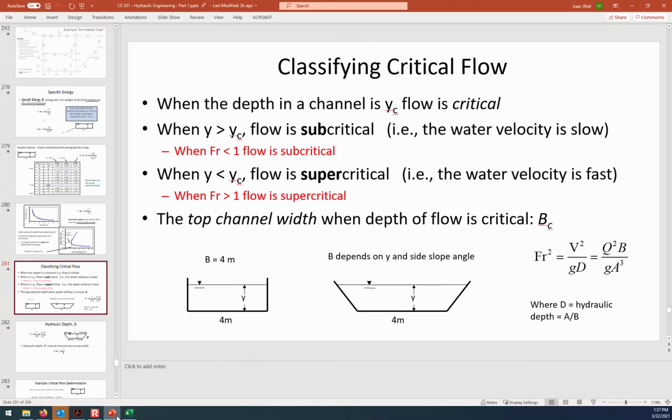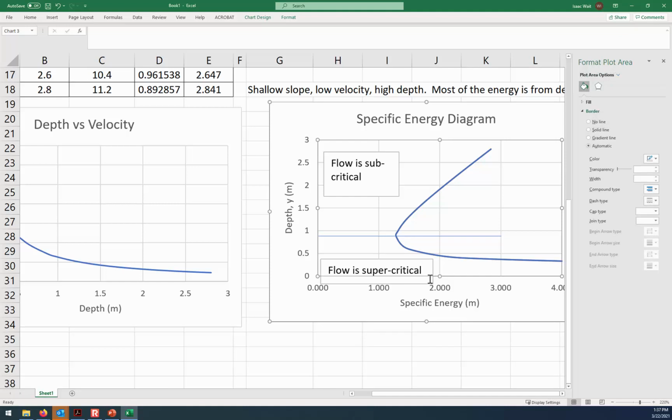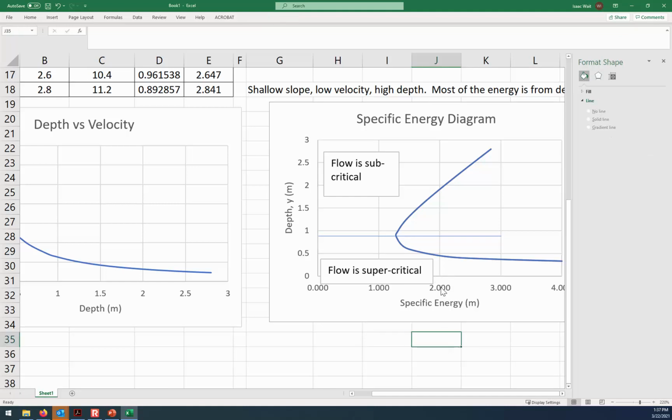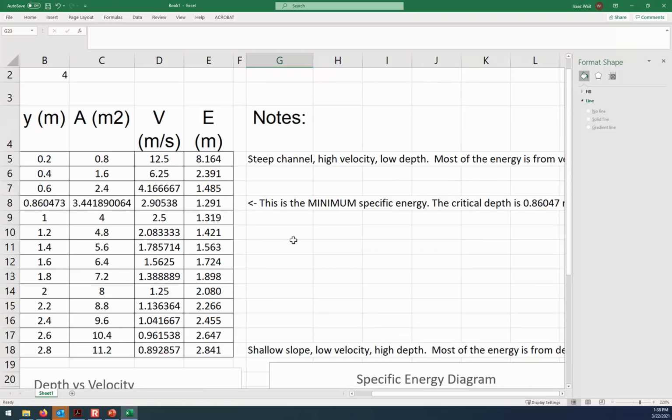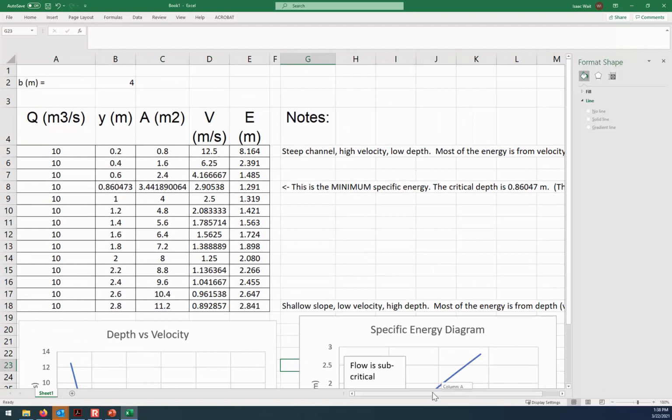One of the interesting things is that there can be 2 depths that have the same amount of energy. All right, so take for example 2 meters of specific energy. There is both a supercritical depth that gives you 2 meters of energy, and it looks like maybe 0.45 meters. So you could have 0.45 meters of depth give you 2 meters of energy, or you could have what looks like about 1.85. Let's just find exactly that. Let's go back over here and find what are called alternate depths. Alternate depths are 2 depths that have the same amount of specific energy.